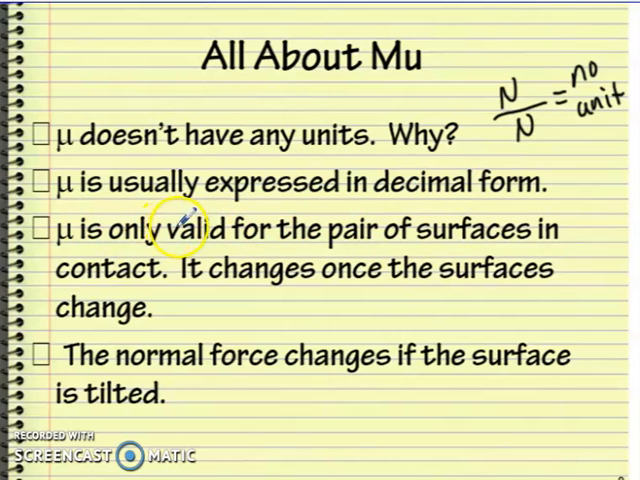Okay, mu is only valid for the pair of surfaces that's in contact. So if you talk about like a steel ice skate blade across ice, and then take that same pair of skates and try to skate across the carpeted floor, it's different. You can't glide on the carpet. So once the surface changes, it changes that mu value. Okay, the normal force changes if the surface is tilted, and of course that adds some angled forces, so that would change it too. But for this lab, we will not tilt the floor.